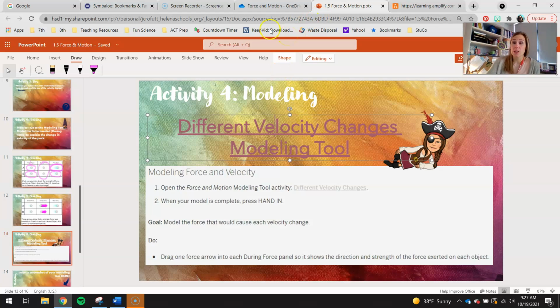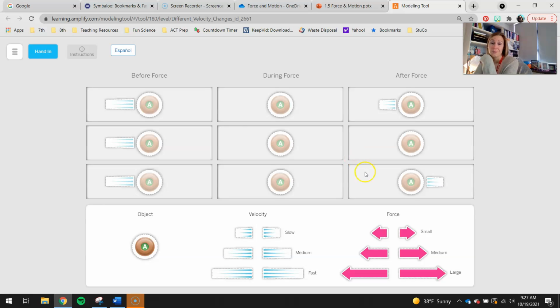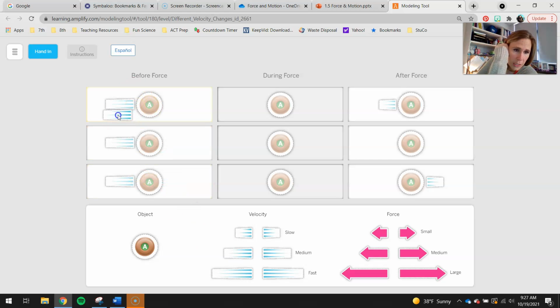So what you guys are going to be doing is modeling the velocity changes to cause different changes in velocities that you'll see. So you'll have 3 examples of what you need to do. Okay, so you can see all 3 of our examples. We are moving to the right with what looks to be a medium force. I can click and drag to compare. You guys are going to be modeling the force arrows to cause these changes in velocity.